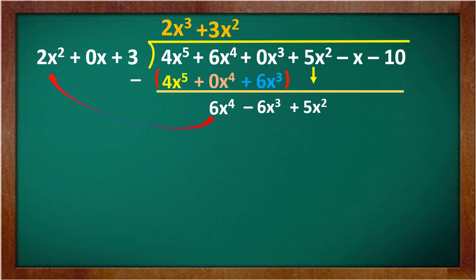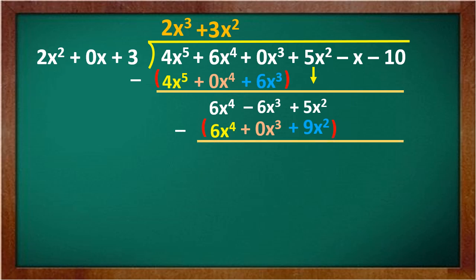So again, same process, multiply it back to each term of the divisor. So 3x squared times 2x squared, that is 6x raised to 4. Then 3x squared times 0x, that is 0x cubed. Then 3x squared times 3, that is 9x squared. And then again, subtract. So enclose it by parentheses. Okay, 6x raised to 4 minus 6x raised to 4.